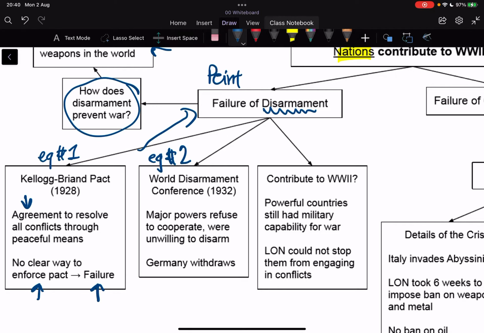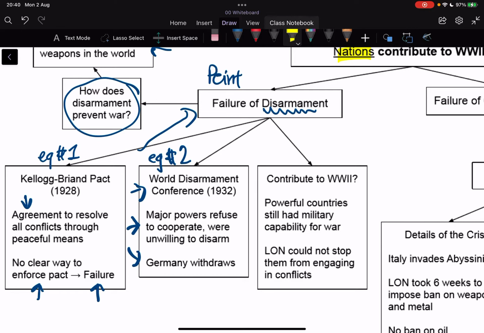Okay. Similarly, in the World Disarmament Conference, remember, you need to provide some details about what happened at the conference. Germany demanded that the other powers like Britain and France and Russia disarm to the same power that Germany was expected to disarm to. They were unwilling to disarm. Germany says, that's not fair. Germany withdraws from the conference.